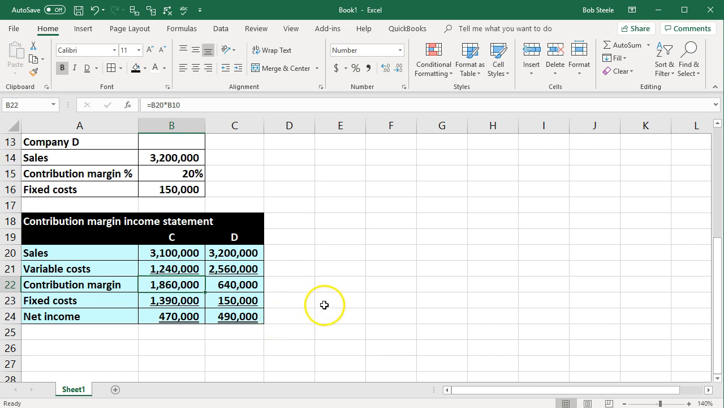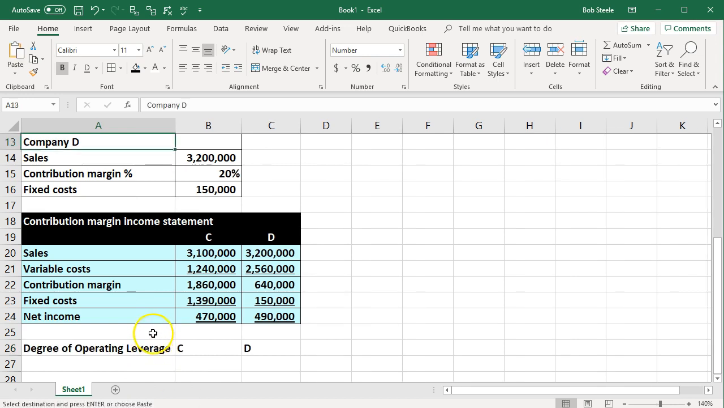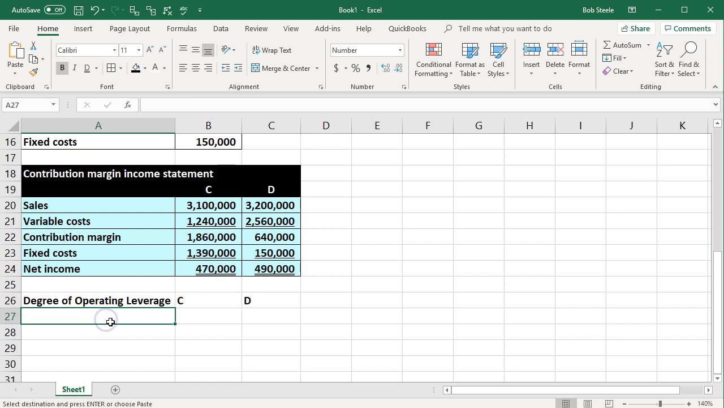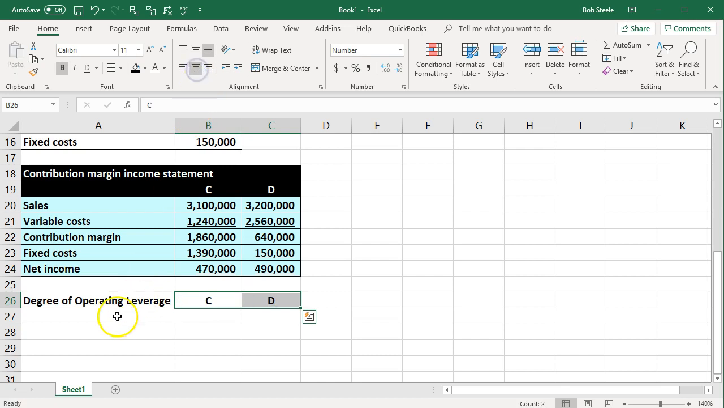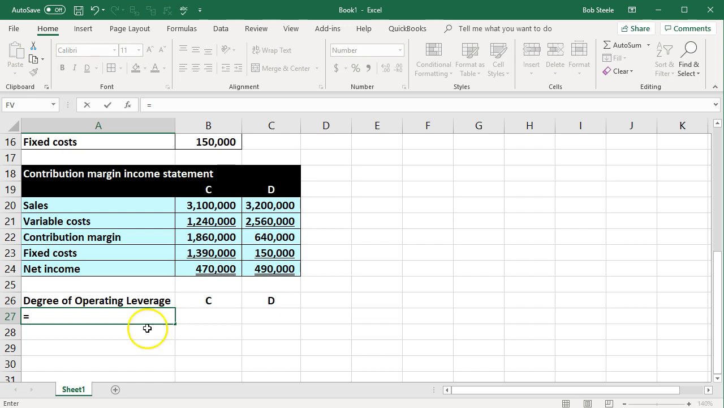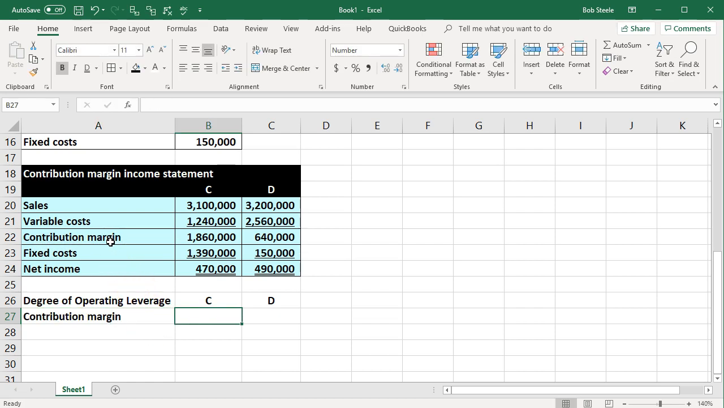And now we're going to take this information and calculate the degree of operating leverage. Yes, this is the new thing. This is the thing we've all been waiting for here. So degree of operating leverage, this is going to be our headers that we'll have. We'll go ahead and center these for C and D, our two companies. We're going to say that the first item we're going to start off with is going to be the contribution margin, which we've calculated up top. So we'll just pick that one up. It was right there. And I'll say that's for C and D.